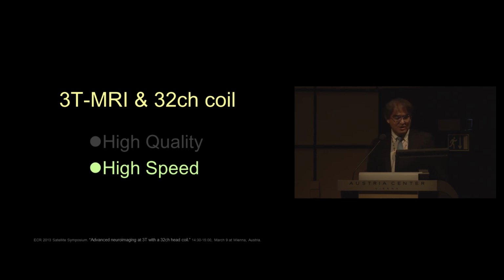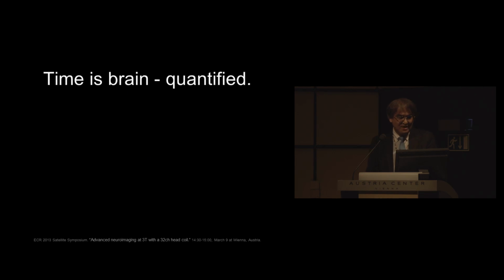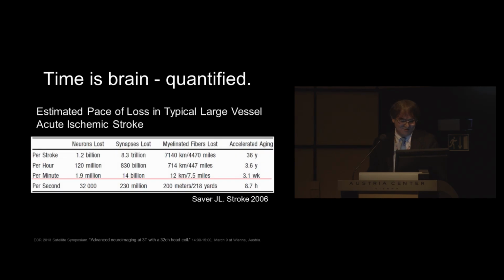Okay, let me talk about high-speed imaging. Time is brain, and somebody did quantification. In Stroke 2006, the estimated pace of loss in typical large vessel acute ischemic stroke was that per minute, around 2 million neurons are lost, and 14 billion synapses are lost.